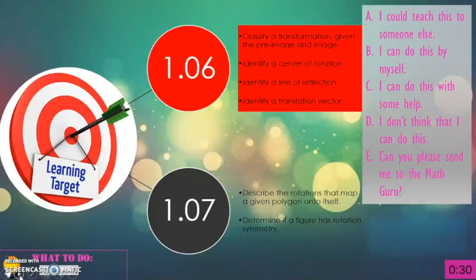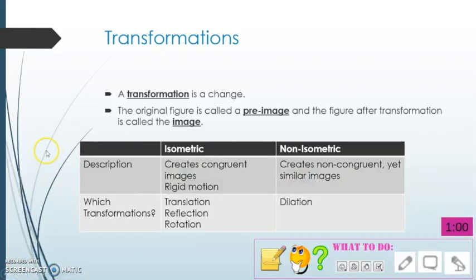Okay, so our first objective set comes from Unit 1, Lesson 6. We're going to classify a transformation given the pre-image and image, identify a center of rotation, identify a line of reflection, and identify a translation vector. So first let's talk about what transformations are. A transformation is a change in the shape. The original figure is called a pre-image, and the figure after transformation is called the image.